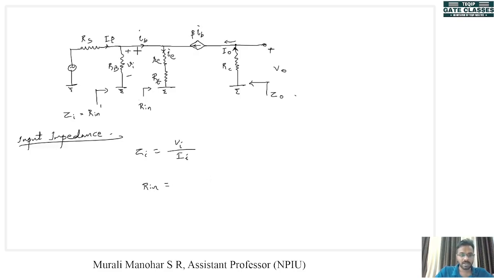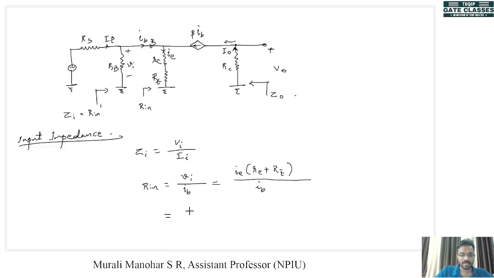Rin is given by the voltage across these two points, that is between base and ground, which is also equal to Vi. So Vi divided by the current here, which is Ib. Now Vi can be written as Ie into re plus Re. Now that divided by Ib will give Rin.